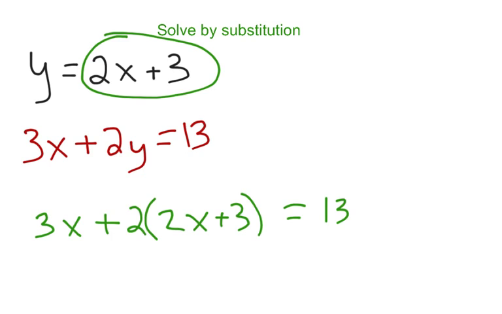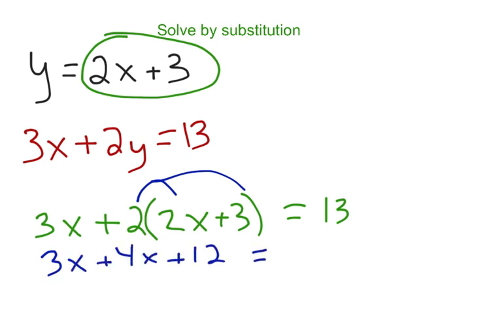So to solve this, I want to go ahead and distribute. This is normal equation solving now at this point. So I get 3x plus 4x plus 12 equals 13. And then it's going to give you 7x. And the 12 is going to go across.